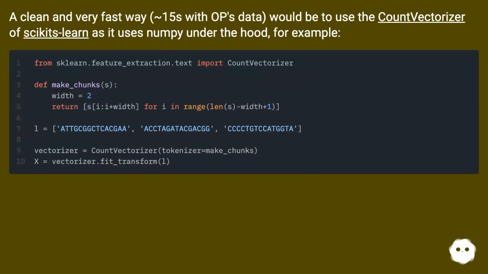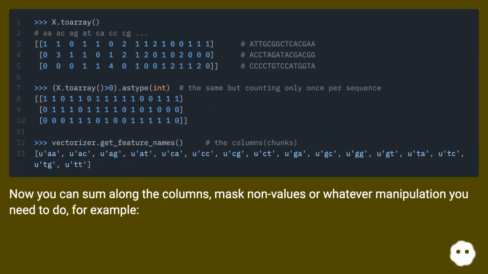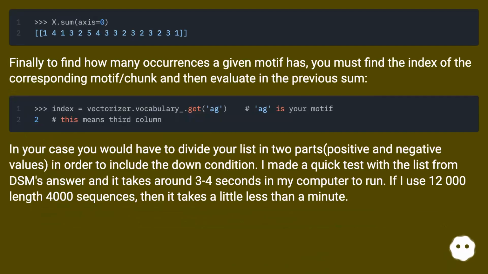A clean and very fast way, about 15s with ARPS data, would be to use the CountVectorizer of scikit-learn, as it uses numpy under the hood, for example. Now X is a sparse matrix having all possible chunks as columns and sequences as rows, where every value is the number of occurrences of the given chunk in each sequence. Now you can sum along the columns, mask non-zero values, or whatever manipulation you need to do, for example. Finally, to find how many occurrences a given motif has, you must find the index of the corresponding motif chunk and then evaluate it in the previous sum.